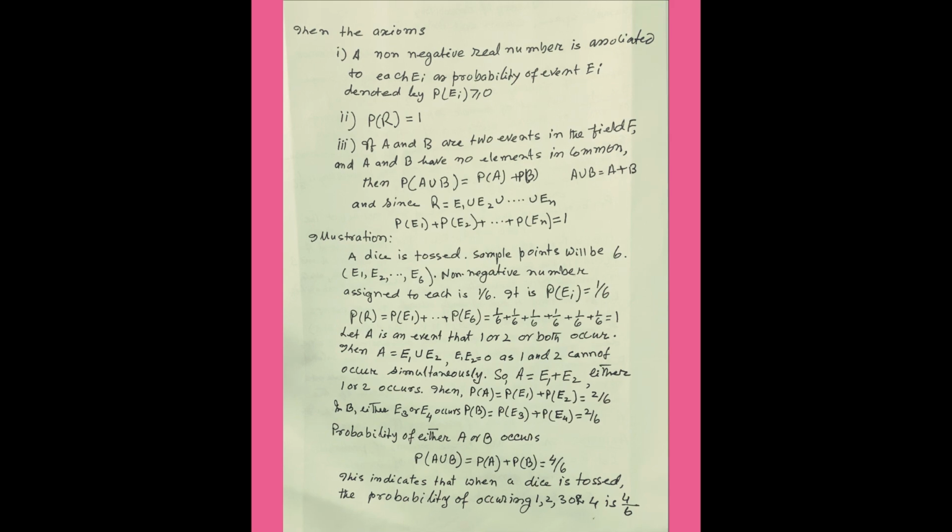Okay. Second, probability of the whole sample space is equal to 1. So just to understand, it is the total probability. Total probability is always 1.